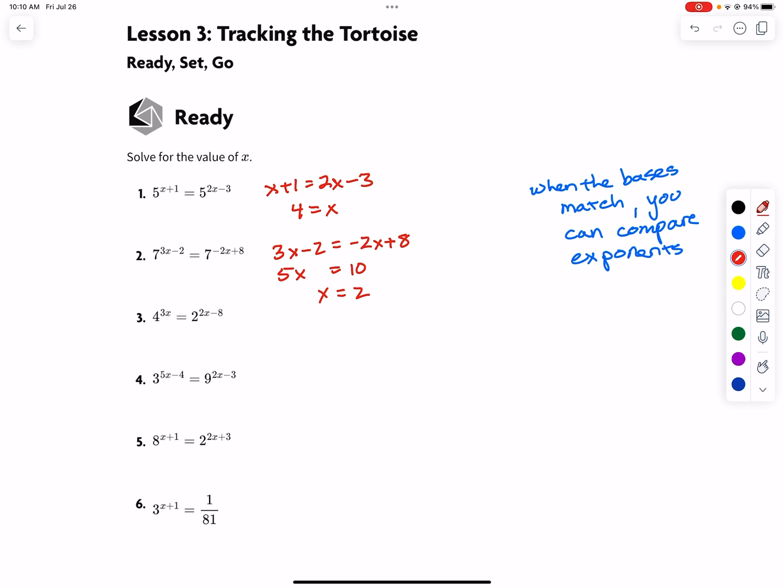When you have two different bases, if it's possible, what we're going to do is turn them into the same base. So we can take 4 and turn it into 2 squared. I'm going to write the rest of it down. I want to distribute the 2 to the 3x, so 6x is 2x minus 8. Okay, just write a little note. 4 is 2 squared.